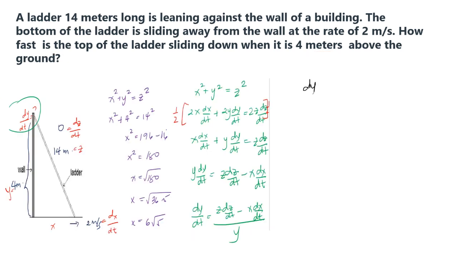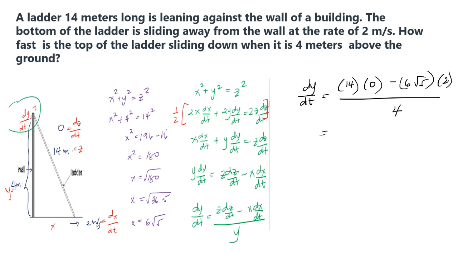So let us now solve for the value of dy/dt. z, or the length of the ladder, is 14 meters. dz/dt is the derivative of the length of the ladder with respect to time, minus x, that would be 6 square root of 5, and then dx/dt is 2 meters per second, all over y, and that would be 4 meters. And then we have negative 6 square root of 5 times 2, which is negative 12 square root of 5 over 4. So this can be simplified as negative 3 square root of 5. So this is our dy/dt.